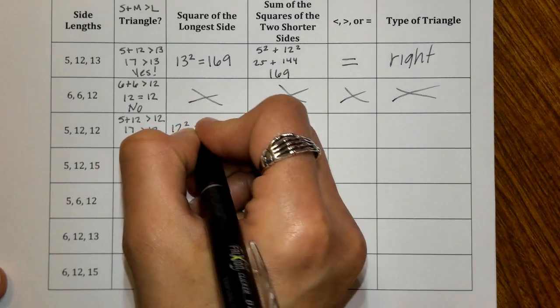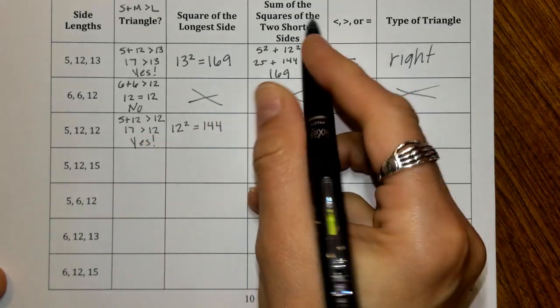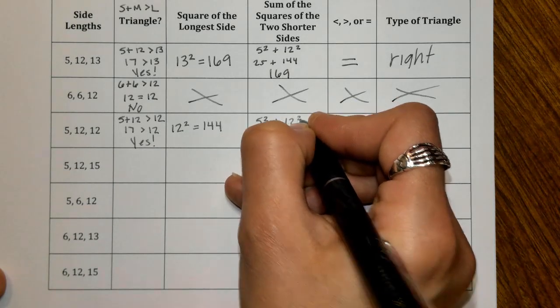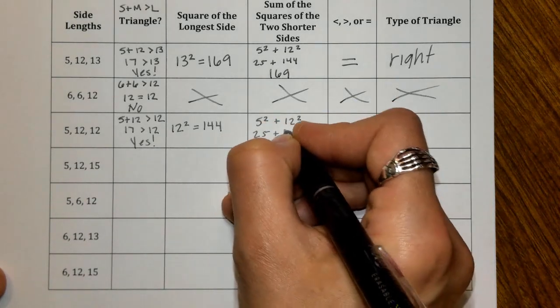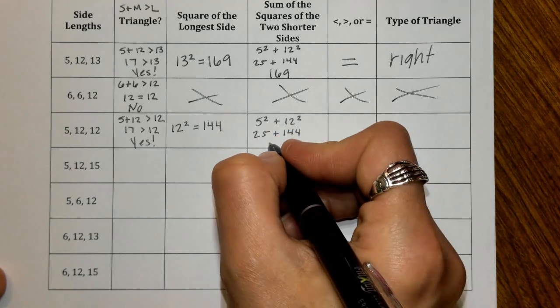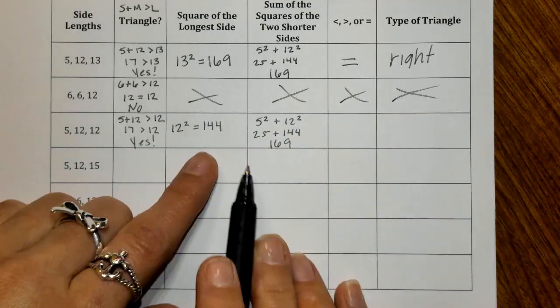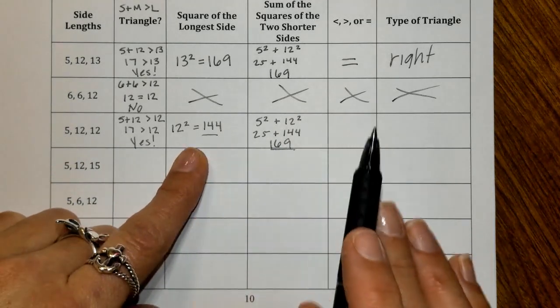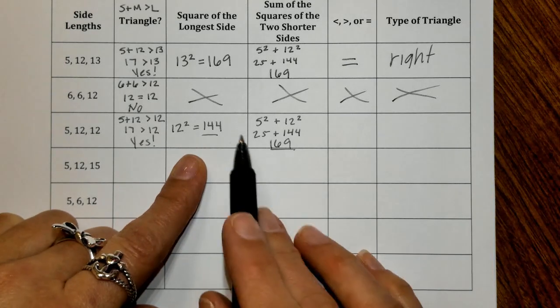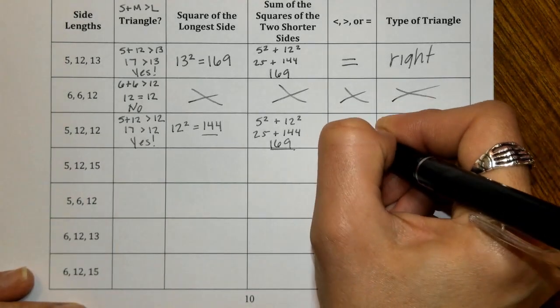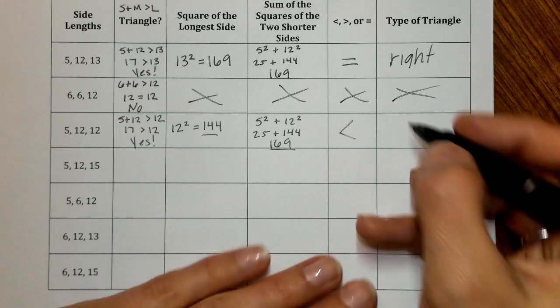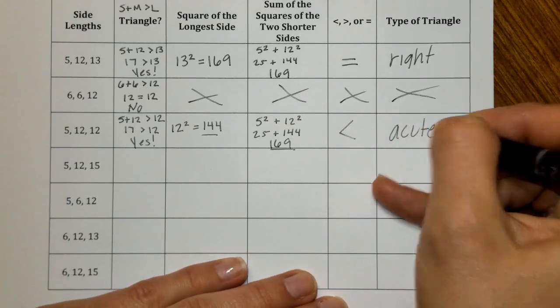Take 12 squared to get 144. Now we take the other two, the 5 and the other 12. 5 squared plus 12 squared is 25 plus 144, giving us 169. Now we compare the 144 and the 169. Is 144 greater than, less than, or equal to? 144 is less than. So this is your less than sign. So because it is less than the sum, the angle is less than 90 degrees.